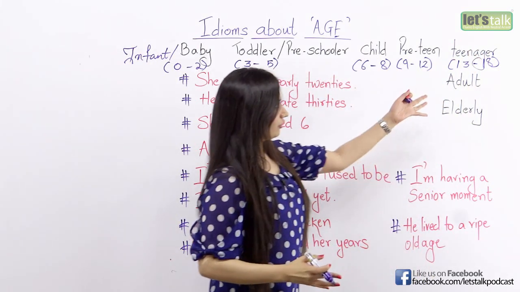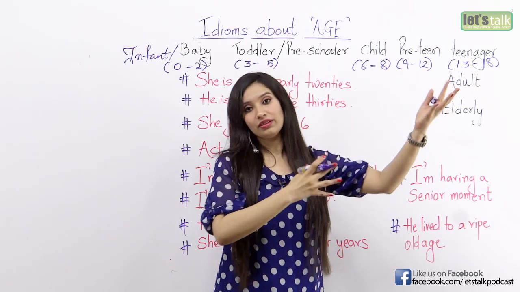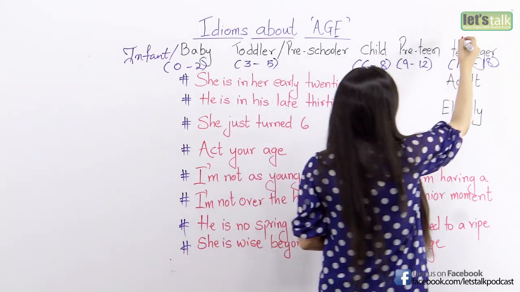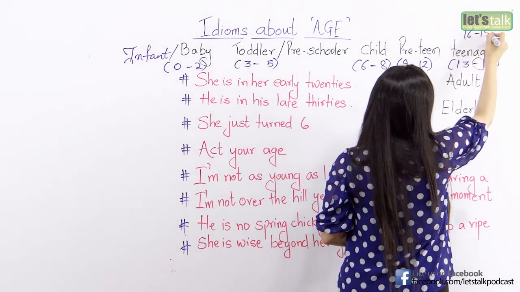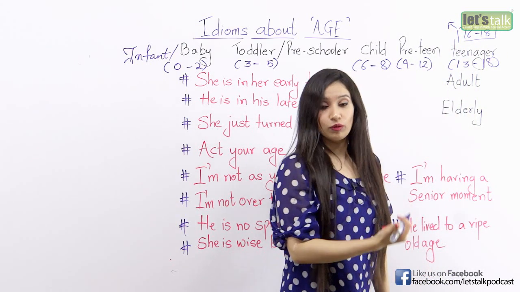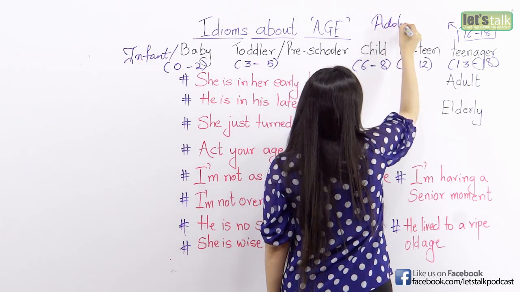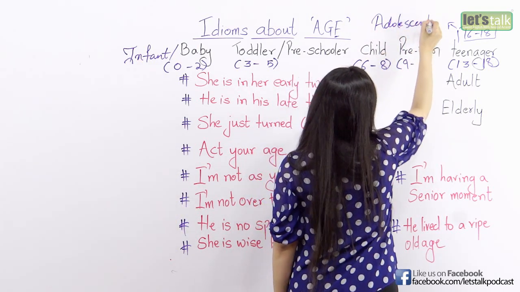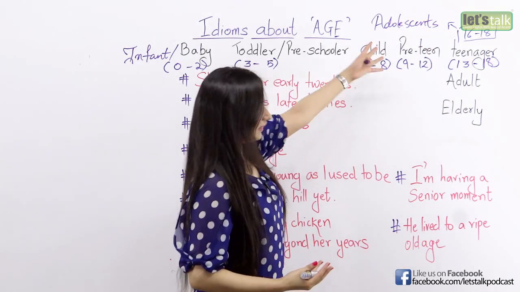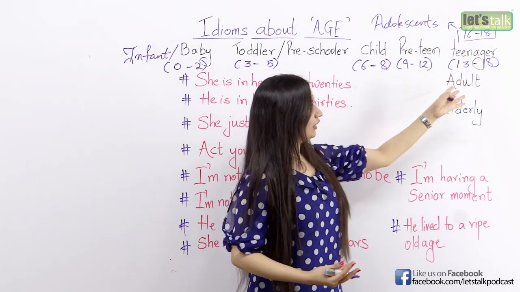We also have an interesting term here for teenagers. The teenagers who are towards the later part of their teenage, which is from 16 to 18, are also called adolescents. Yes, they're also called adolescents, those who are towards the later part of their teenage.